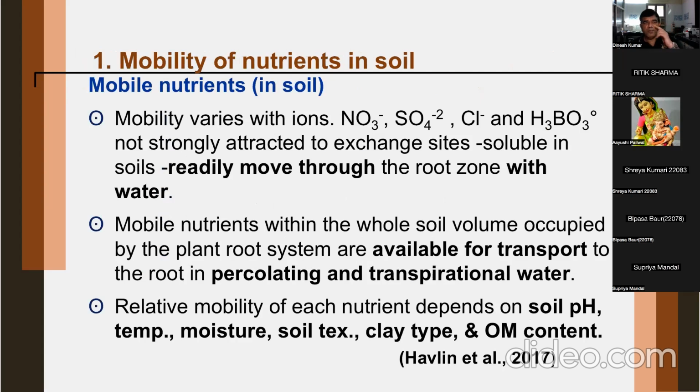So let us see what mobile nutrients are. Mobile nutrients are normally nitrate, sulfate, chloride, and boric acid. Boric acid has no charge; it is just in acid form. So they are not strongly attracted to exchange sites. They are soluble in soils, therefore they readily move through the root zone. These are anions. Of course, some of the anions are also attached to the soil colloids. Whenever I say soil colloids, these are inorganic colloids, which are clay minerals or clays, and also your organic colloid, which is humus.